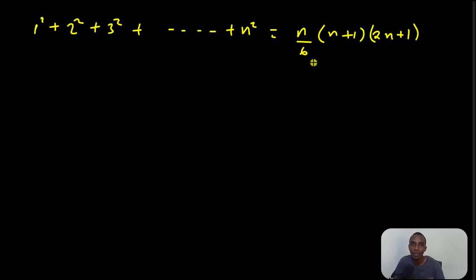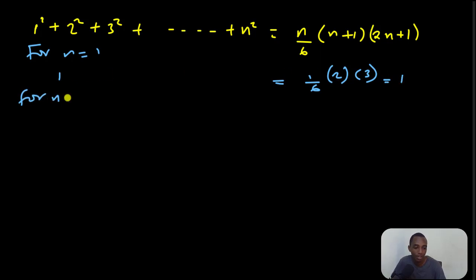Okay, so let's begin by testing whether the formula works for the first few values of n. For n equals 1, of course we have 1 squared, which is 1. On this side we have 1 over 6 into 1 plus 1, that's a 2, into 2 plus 1, that's 3. Obviously this is 1.